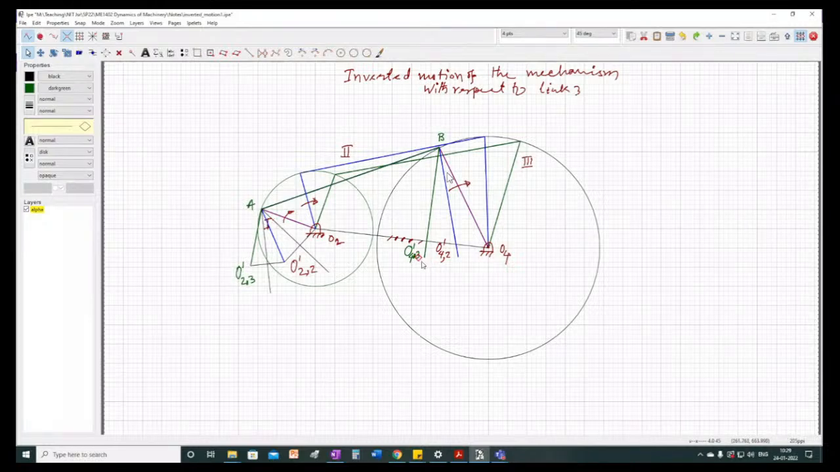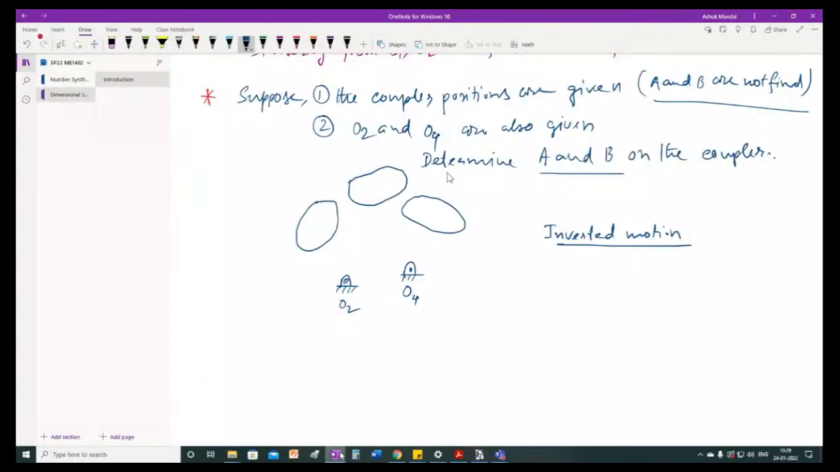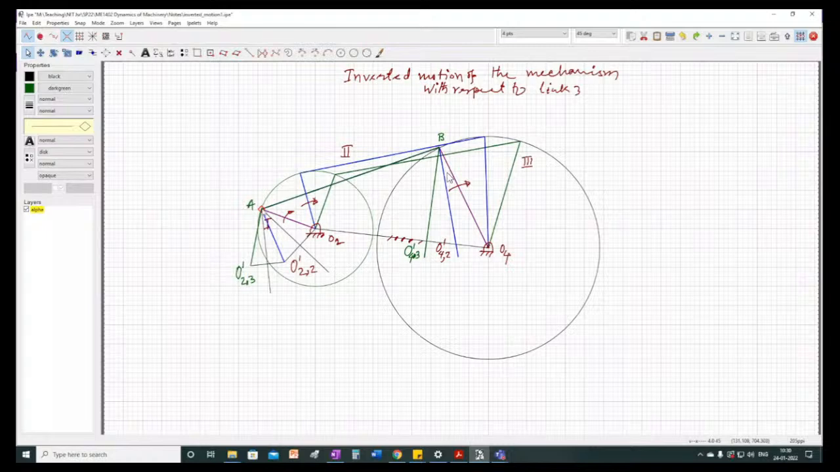Similarly, if you draw perpendicular bisectors of O43 and O42, and O42 and O4, you will get this B point. This technique we will be using to solve this problem. Here, this A point and B point are already known to us.